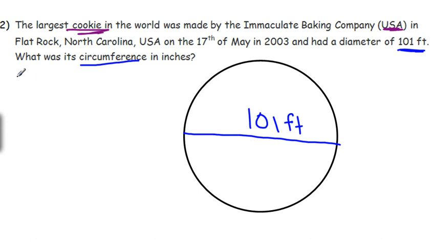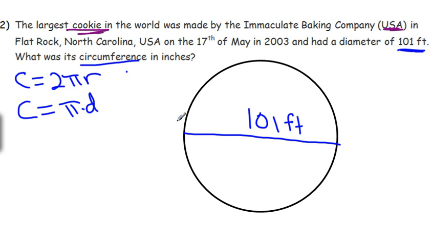So we need a formula for circumference. If we look at a formula chart, we would know that's either 2 pi times r, or c equals pi times the diameter. How do we know which of these formulas to use? Well, it tells us the diameter. So let's use the formula with diameter.